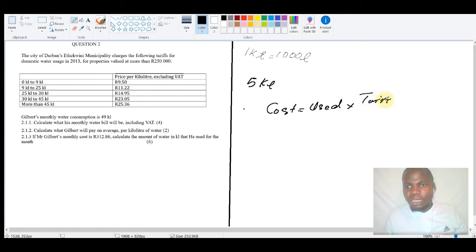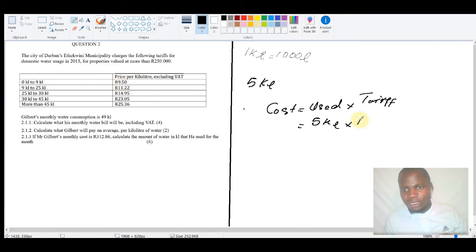Used times tariff. By used, I mean whatever you have used. If you were calculating a cell phone tariff, it would be the number of minutes you spoke times the tariff. So in this case, how many kiloliters of water did we use? 5, right? So 5 kiloliters times the tariff for 0 to 9 kiloliters of water. That tariff is what?